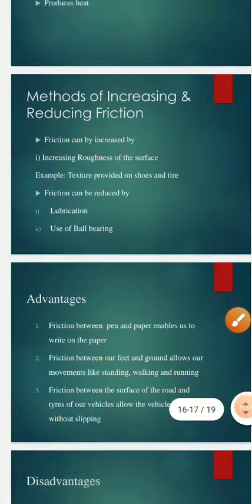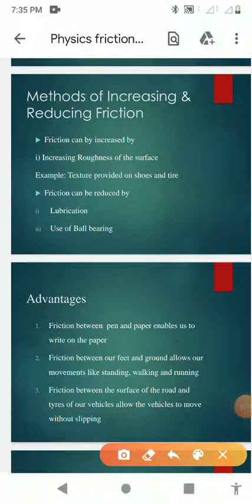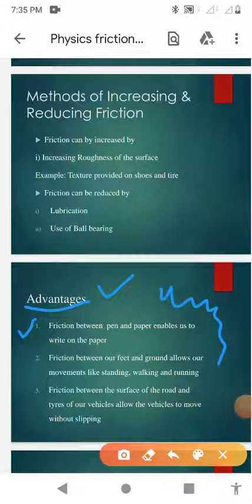Now we will see what are the advantages and disadvantages of friction. Firstly, the advantages. Friction between the pen and paper, so I am writing here, is only because of friction. Because of friction between the pen and the paper, I am able to write on this particular slide. The second advantage is friction between our feet and the ground. It allows us to do various movements like standing, walking or running. If there is no friction, it is not possible to even stand on the ground, isn't it?